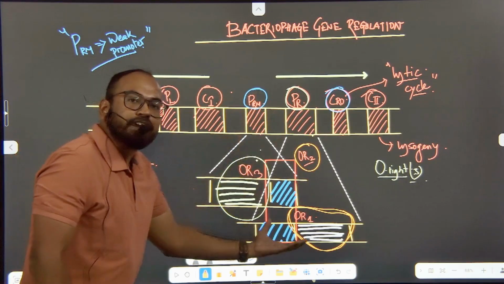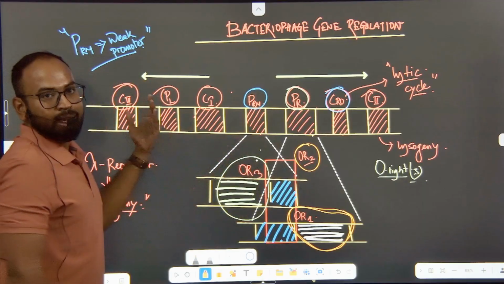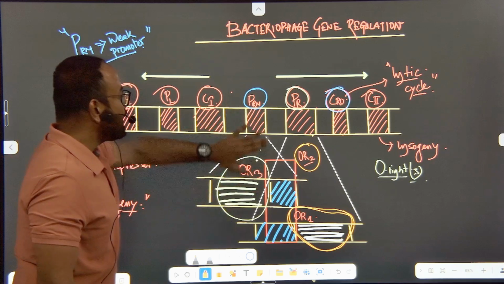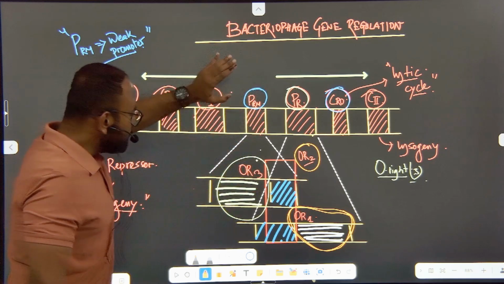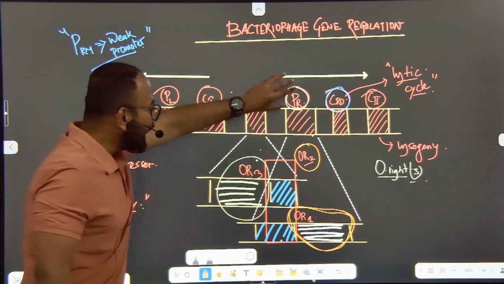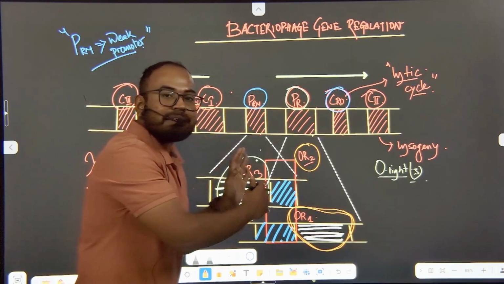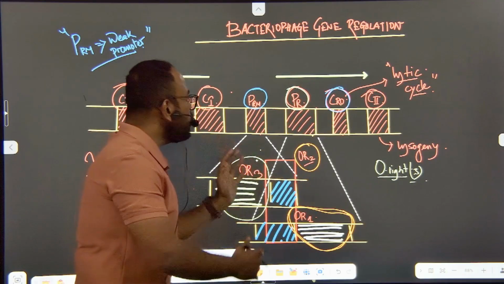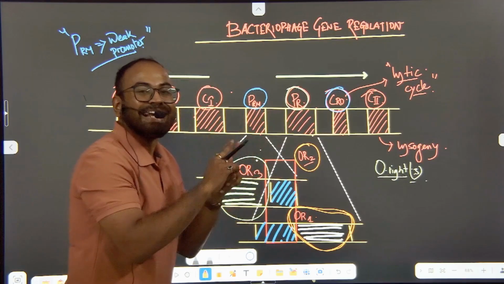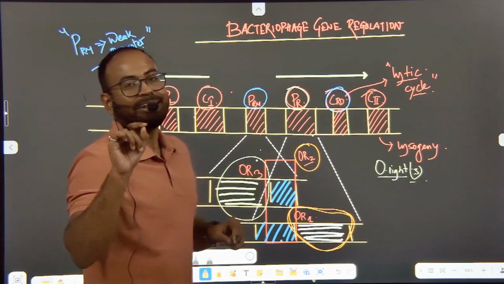And this kind of phenomenon is similar to that of OL as well. So what is happening over here? PRM is there, PRM has majorly OR3. PR is there, PR has majorly OR1. And apart from that, there are certain excess portions for both PRM and PR. This excess overlapping segment is called operator for right hand side 2.